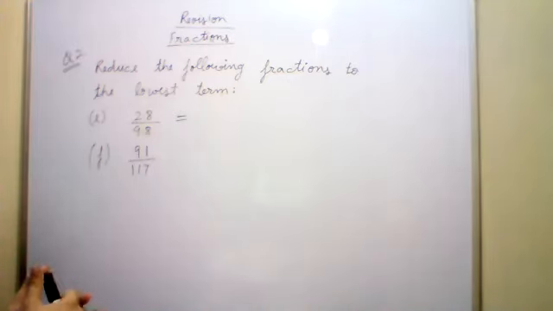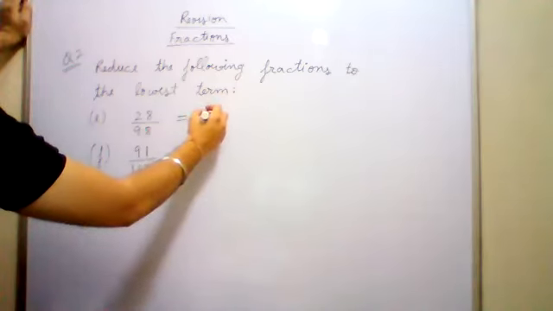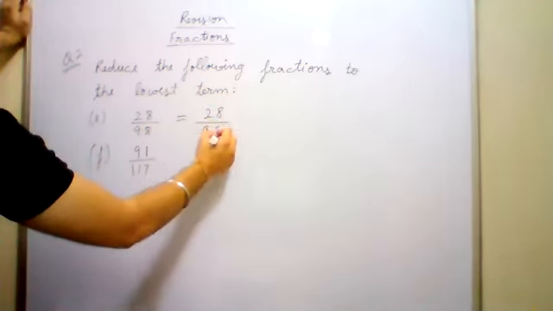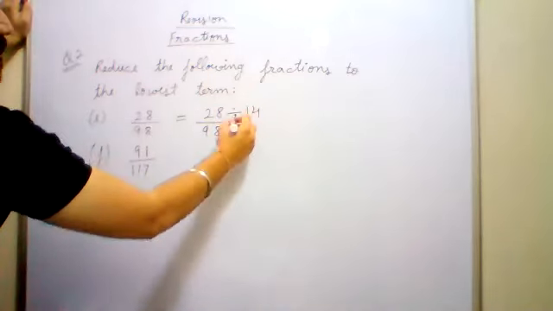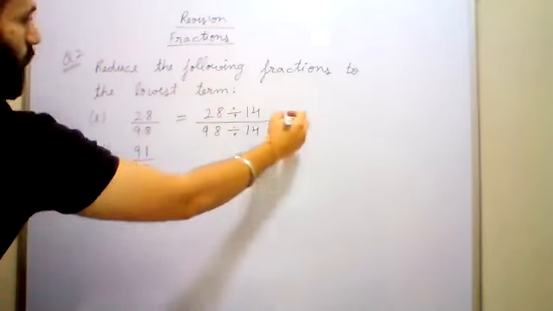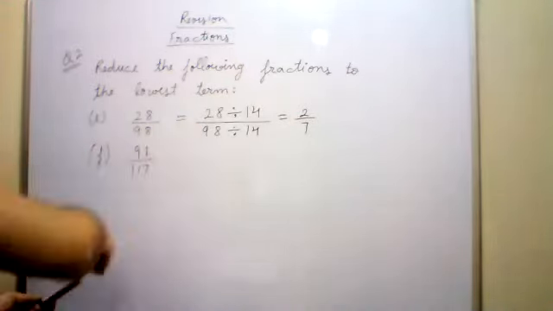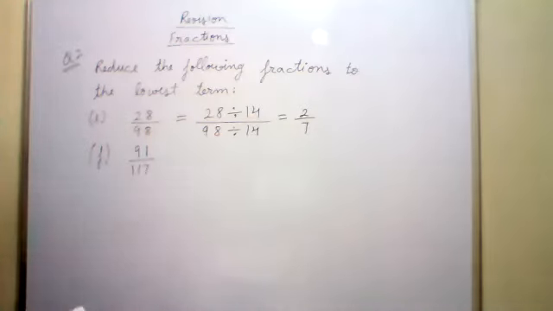The first one is not correct. You can simplify it further. So 28 and 98, the HCF of these two is 14. 28 upon 98, the HCF is 14. This means the answer is 2 upon 7. Divide 28 by 14, you get 2, and 98 divided by 14 is 7. So this is your first one.